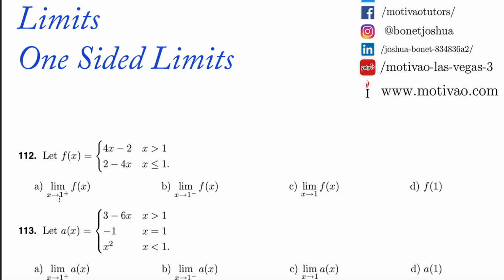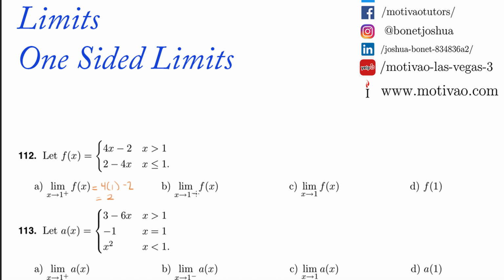So let's start with the limit as x approaches 1 from the right. When x approaches 1 from the right, we have to use this one, because 1 from the right means it's infinitely bigger than 1. So x greater than 1 establishes that. So you just plug 1 into the top one. So 4 times 1 minus 2, that's 4 minus 2, which is 2.